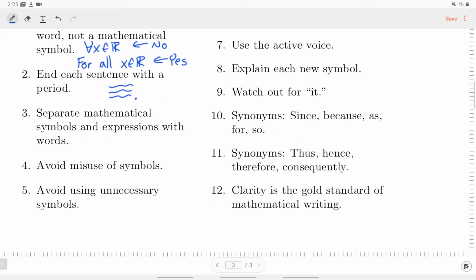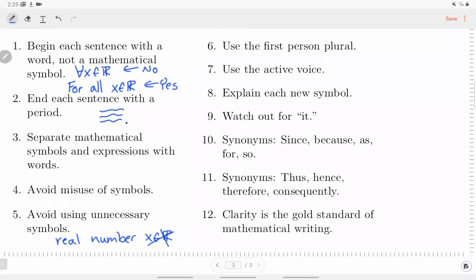Avoid using unnecessary symbols. What's a good example? Yeah, that would be like saying, real number X in the real numbers. It's kind of like you already said it's a real number. Why are you again putting it's a real number? Okay, unnecessary symbols there.